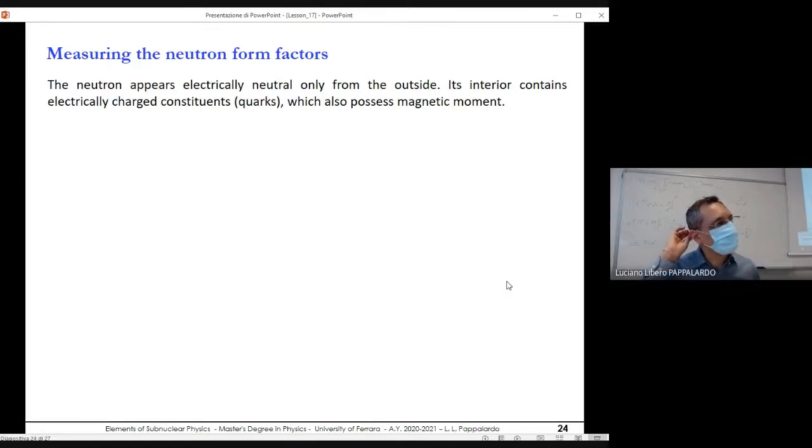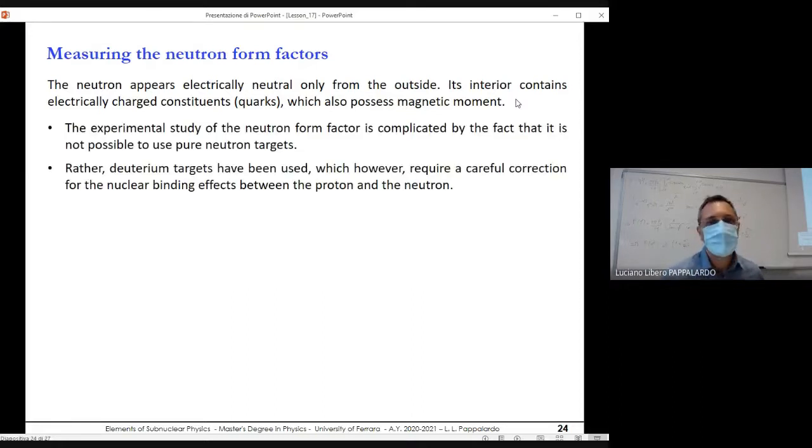Now, what about neutrons? Neutrons are a bit more complicated to handle because they are neutral. So essentially, you cannot have a target of neutrons, for instance. It's a bit more complicated to measure form factors. So the neutrons appear electrically neutral, but only from outside. Of course, in the interior, they contain electrically charged constituents, which also possess spin and so magnetic moment. So the experimental study of the neutron form factor is more complicated because one cannot make use of pure neutron targets. There is no way to build pure neutron targets.